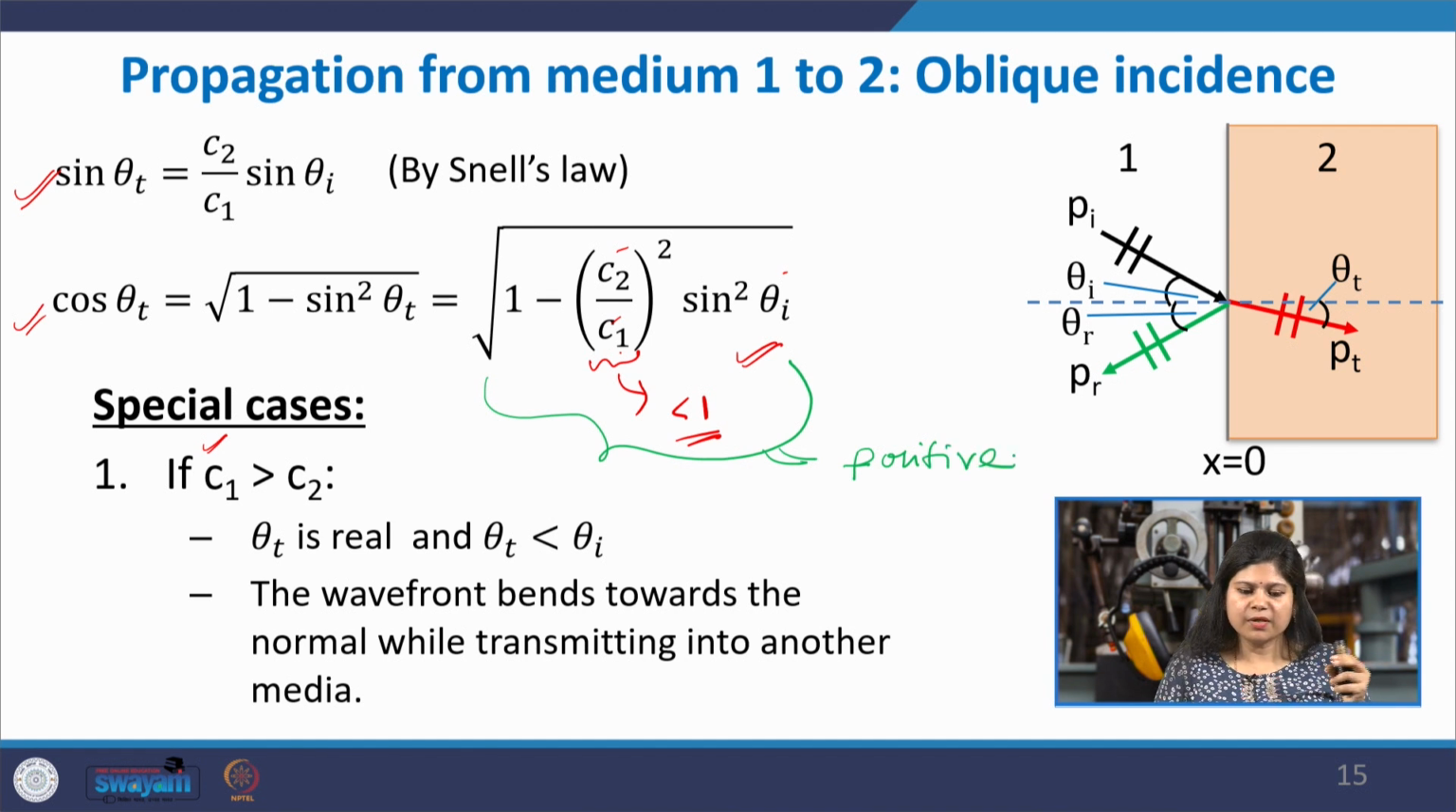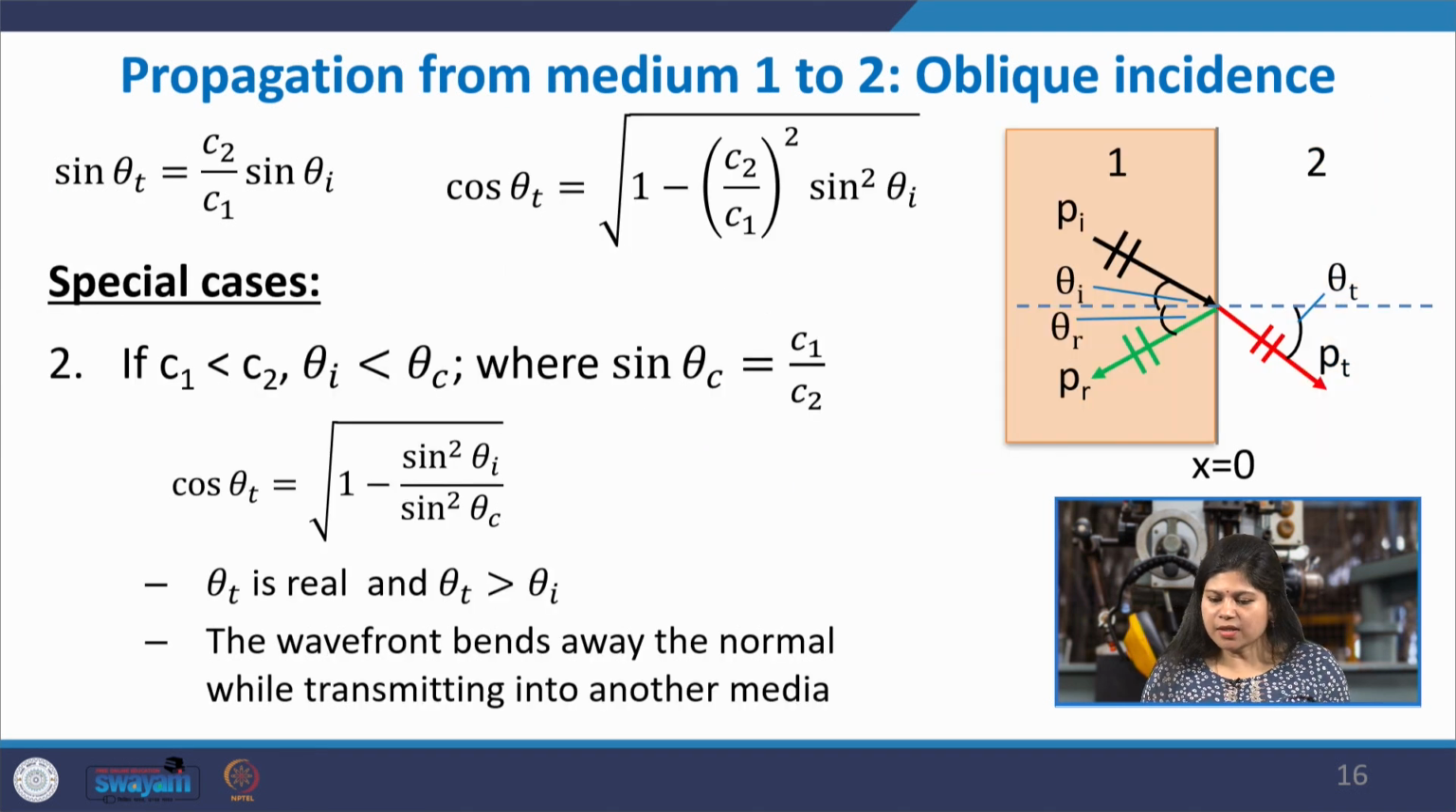A square root of some positive number, which means that in this case theta t is real, and by this relationship theta t is smaller than theta I. So, what is happening here? We are getting a real transmitted wave, and because theta t is smaller than theta I, the wave front is bending towards the normal while transmitting into the other medium.